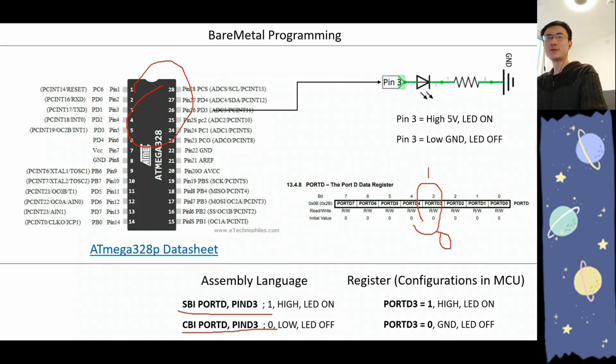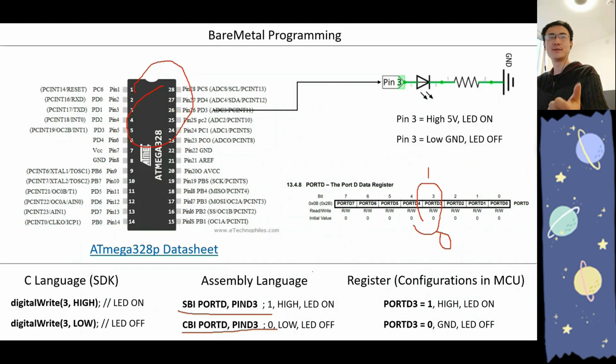That turns off the LED. Well, but usually we don't write assembly language, which can be cumbersome and difficult to understand. So instead, we use SDK in C language. So it is more human readable, right? So here we write pin 3 to be high and write pin 3 to be low. So this is how we write C code to control the LED. Maybe it's more intuitive to show you some demonstrations.